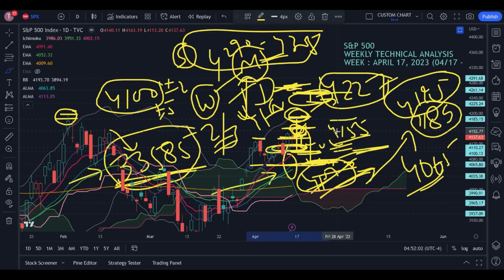Then, if there comes very heavy selling, in that case it will further come down to the 4035 zone and towards the Ichimoku cloud. Okay, as soon as we see that there are 2 consecutive closings below the 4100, or below these 2 moving averages, or below 4065, it will turn bearish.